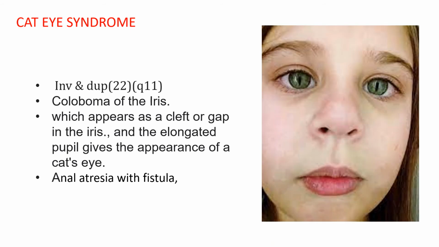Cat eye syndrome. Here the chromosomal abnormality is inversion and duplication in the long arm of chromosome 22 at region 1 band 1. Individuals affected with this abnormality present with coloboma of the iris, which appears as a cleft or gap in the iris, and the elongated pupil gives the appearance of a cat's eye, as seen in the photomicrograph. We can see the pupil looks like a slit or cleft, giving a cat's eye appearance. Individuals with this defect can also present with anal atresia and fistula.